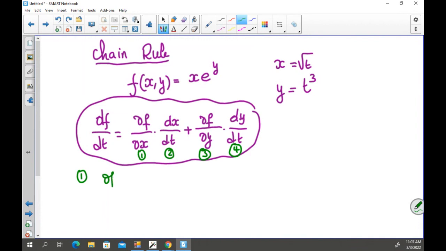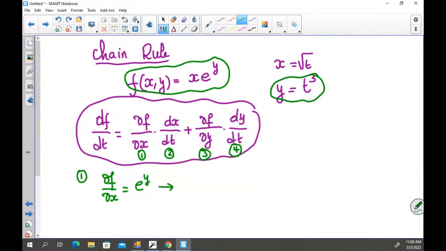So, df over dx. Look at the function f. What is its derivative with respect to x? e to the power of y, yes, because it's x times e to the power of y. So this is e to the power of y. Now let's immediately use y equal to t to the power of 3. So this will give us e to the power of t cubed. Number 1.